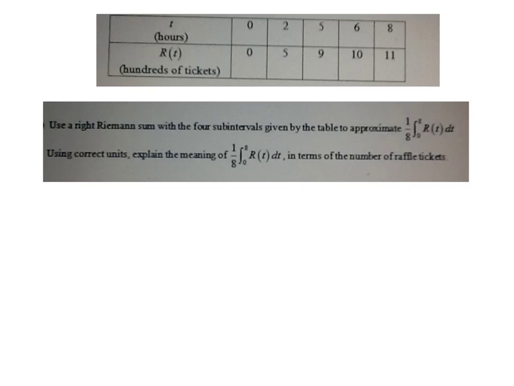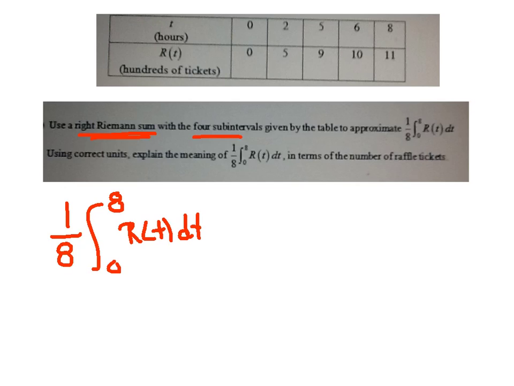All right, next part. This time it says use a right Riemann sum with 4 subintervals to approximate 1/8 integral from 0 to 8. Okay, so there's a little more to this one. Notice they have the 1/8 out front. I'll let you think about what that means for a moment. We did talk about that last week.